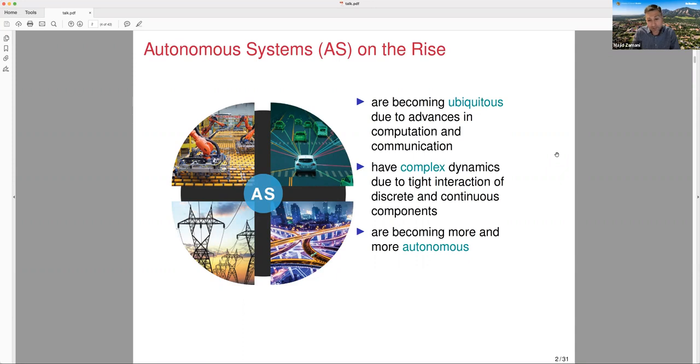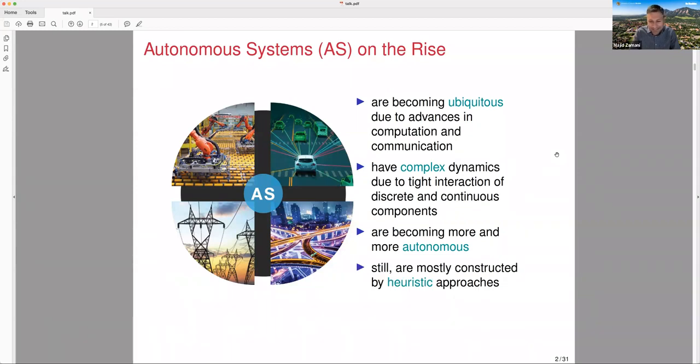And they are becoming more and more autonomous. They are taking decisions on their own without human involvement. That's actually the goal of making them more complex, because we want them to make their own decisions, and hopefully in a correct way. And that's going to be the focus of the talk today.